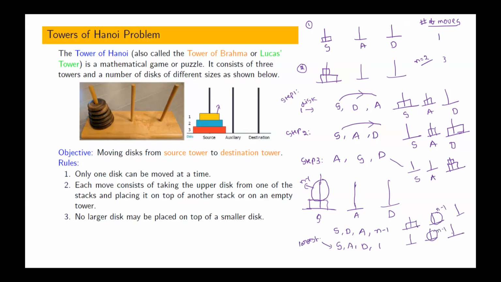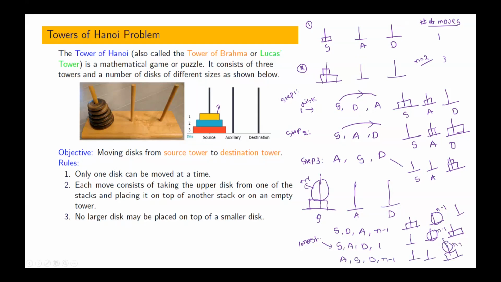Here n minus 1. This is largest here. After this, whatever is there in our auxiliary, we move from auxiliary to destination with the help of source. How many? N minus 1. Now all will be here.